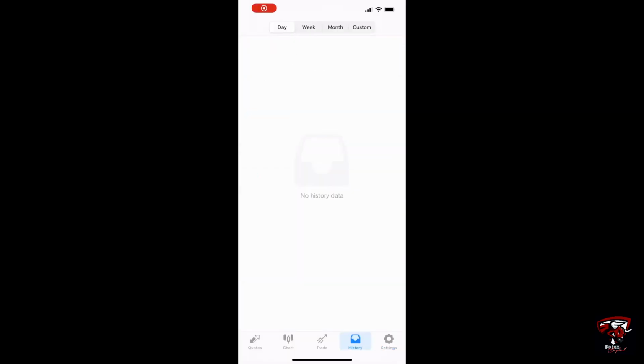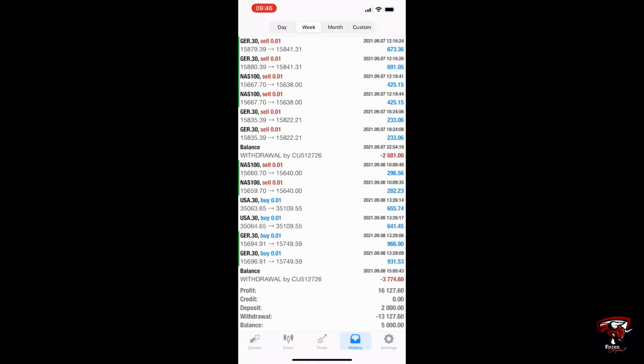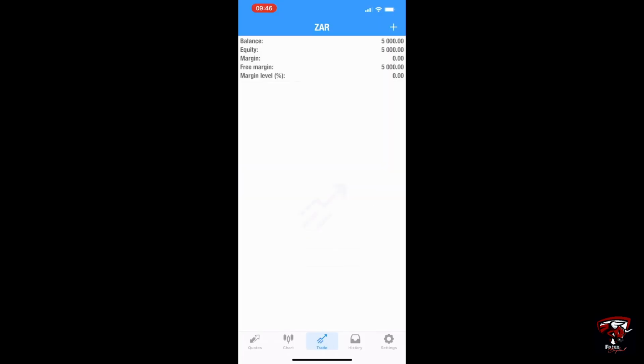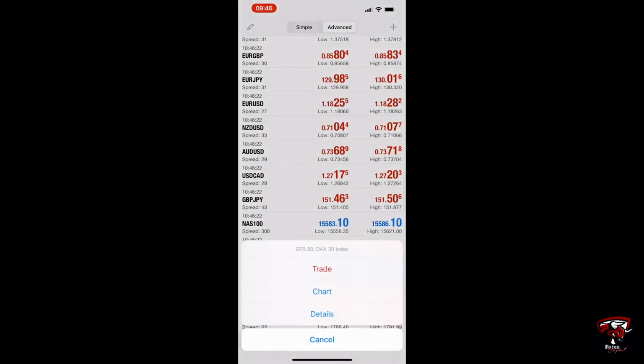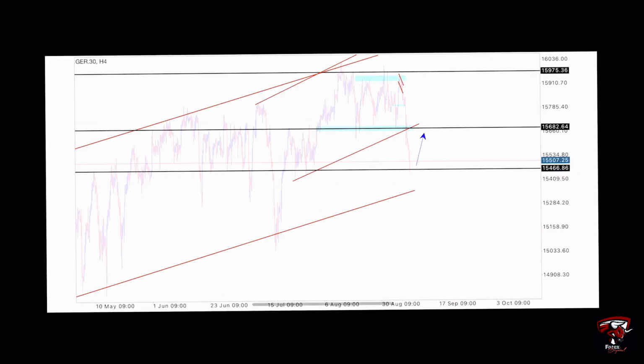And we're back again, guys. Let's check the account growth. As you can see, guys, currently the account is at 16k. So now let's look for more opportunities in the market. We're starting with Gem30, guys.